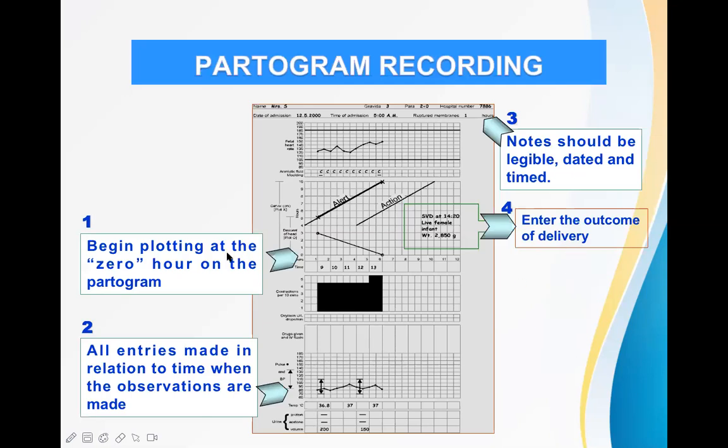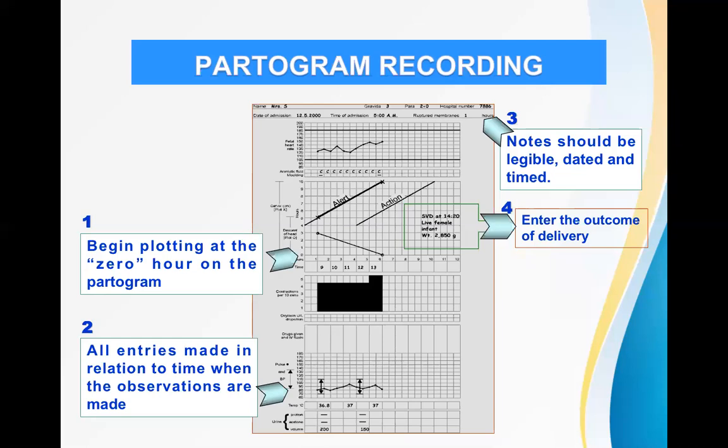Now see here, these are the different recordings in the partograph. First is to begin plotting at the 0 hour on the partogram. 0 hour means at the time of admission. To be very precise, I should say the time of examination is the 0 hour. The first time when she is admitted, when you examine, whatever finding you get, that is called 0 hour.